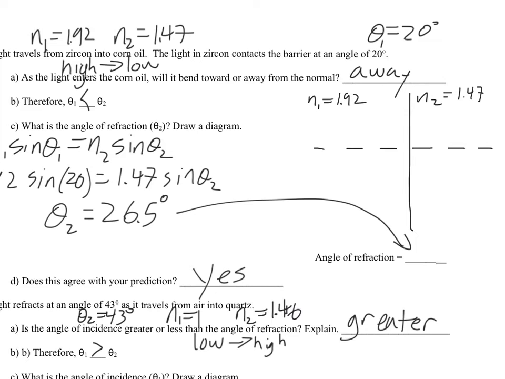So if theta 1 is smaller than theta 2 as it is in this one, then your angle of incidence should be smaller than angle of refraction. So I'll draw one kind of like this. Here's my angle of incidence. I'll label that as 20 degrees. My angle of refraction should be a little bit bigger, so I'll exaggerate it though, something like that. We'll say that that's 26.5 degrees. So that's what I'm looking for in the image.